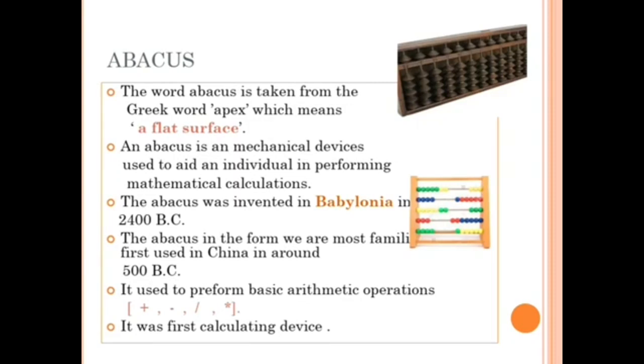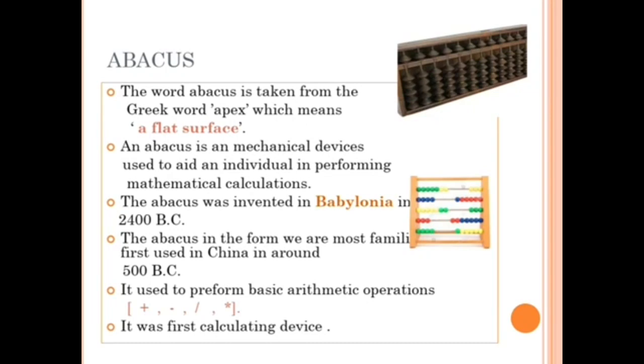It was invented in Babylonia in the year 2400 BC, and it was most familiar in China. They developed it to help count large numbers. It is used for the basic arithmetic operations, that you know: addition, subtraction, multiplication and division. This device is the first calculating device. If they ask a question, which device is the first calculating device? The answer is the abacus is the first calculating device. So in this, what are the important points?